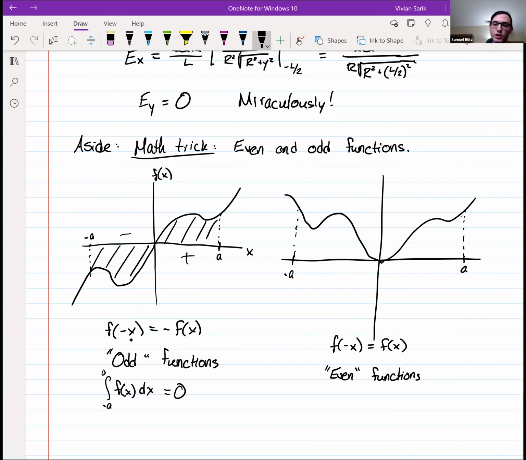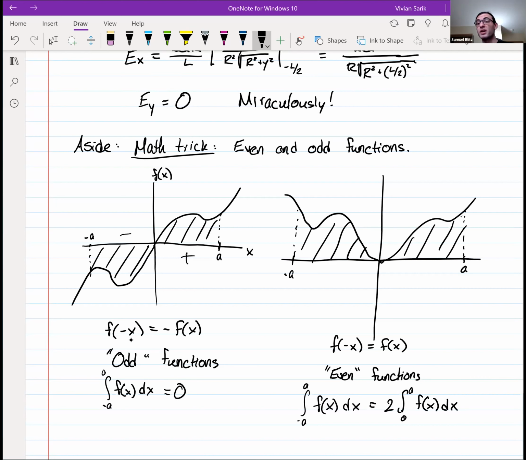Whereas if you were to do the same integral on the left side, from minus a to a of f of x dx, you would find that it's just twice the integral from 0 to a of f of x dx. And that's just because, again, the left side is the same as the right side, so you can just double the right side and it'll give you the same answer. So this is a nifty property that you can use. And if you observe that a function has this property or this property, you can simplify integrals a lot.